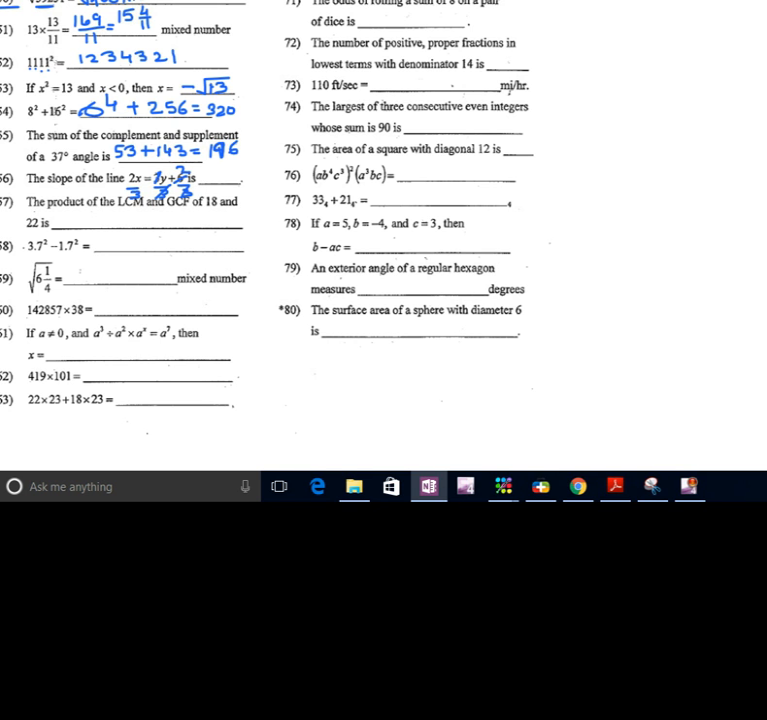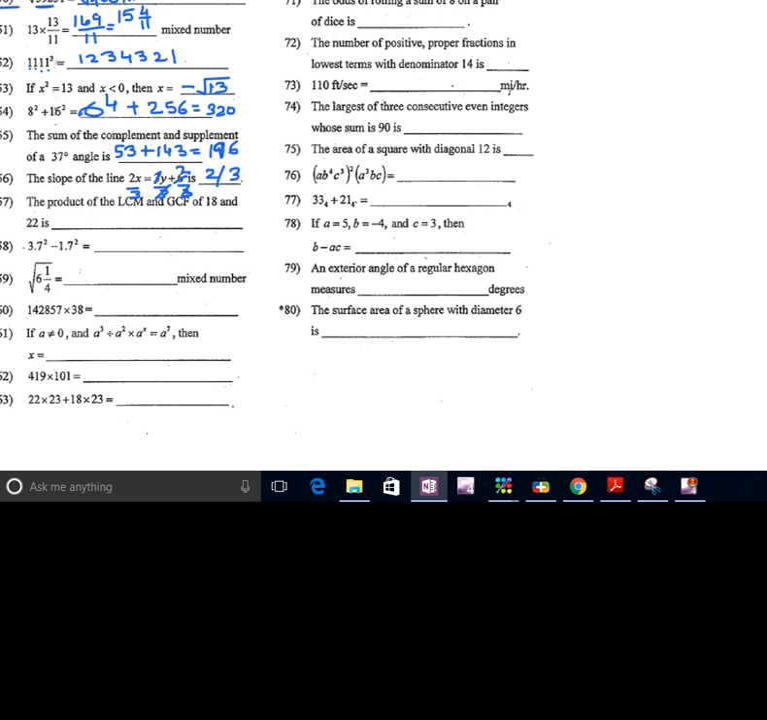But I don't care about that at this point. I'm interested in the coefficient of x. So y is equal to 2/3 of x minus 2. So the coefficient of x is 2/3, so the slope in this case will be equal to 2 by 3.